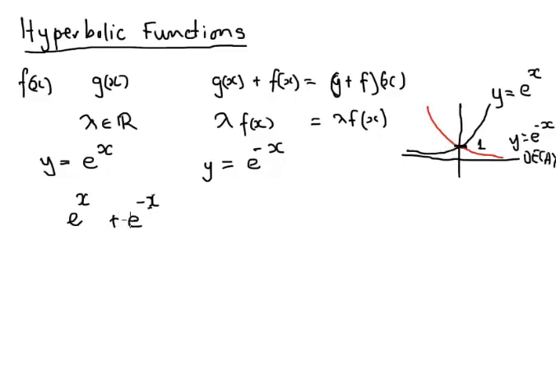But this is not what I want. What I actually want is the average of these two functions. What do you do to get an average between two quantities? Divide by 2. So this is the function I'm looking for. This function has got a name.